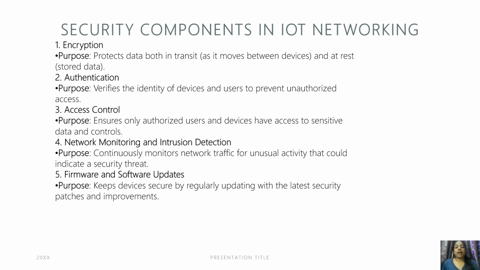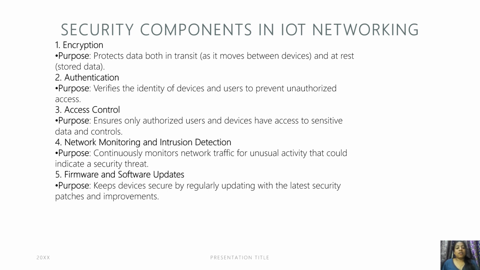Security components in IoT: encryption, authentication, access control, network monitoring and intrusion detection, firmware and software updates. Encryption protects the data in transit and at rest also. The main method is Advanced Encryption Standard. Authentication verifies the identity of the sender to prevent unauthorized access, using methods such as digital certificates, tokens, etc.